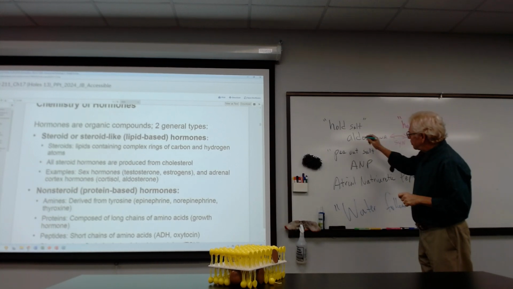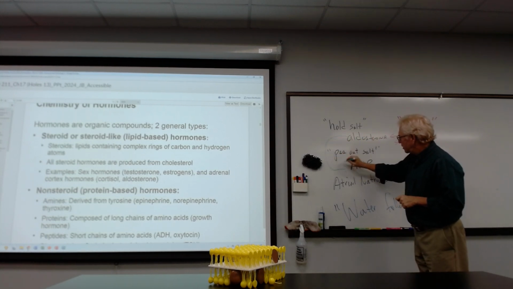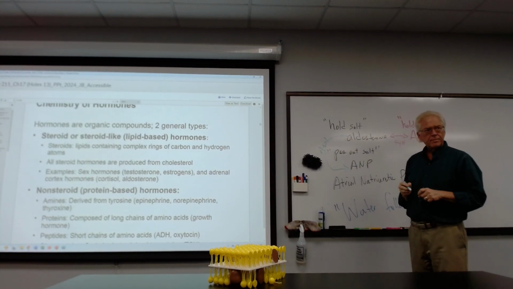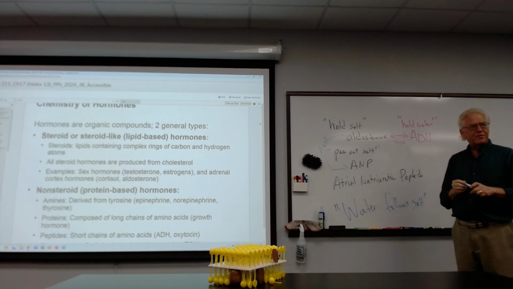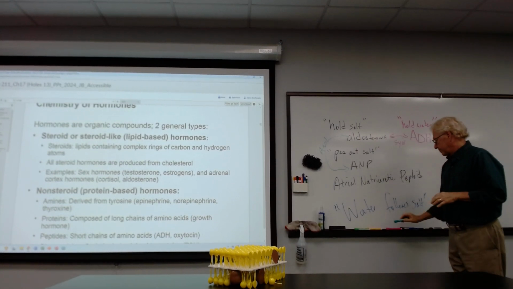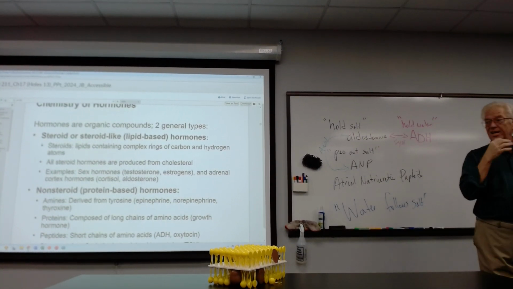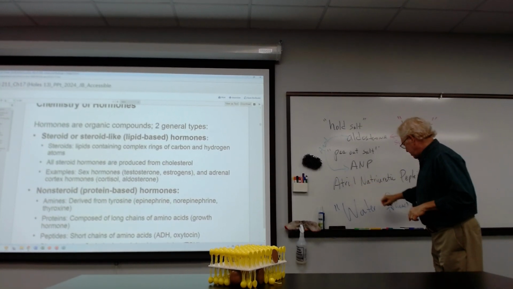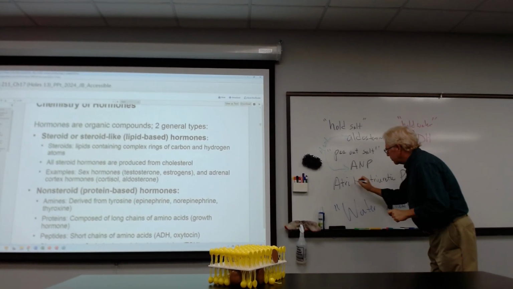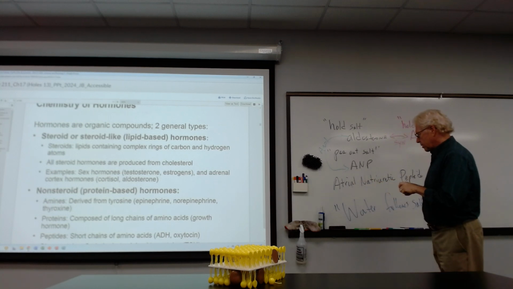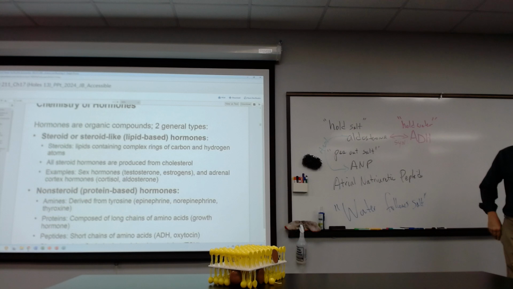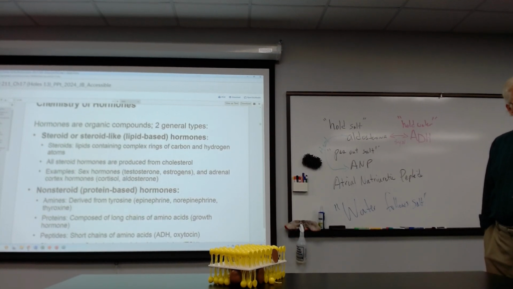But these two are antagonists because they're the opposite to each other. Is that atrial? Yeah, I-A-L, atrial. Sorry, I write too fast. Atrial means it comes from the atrium. Okay.